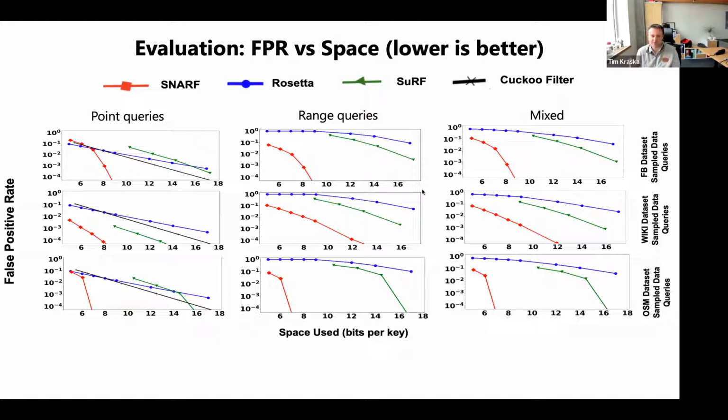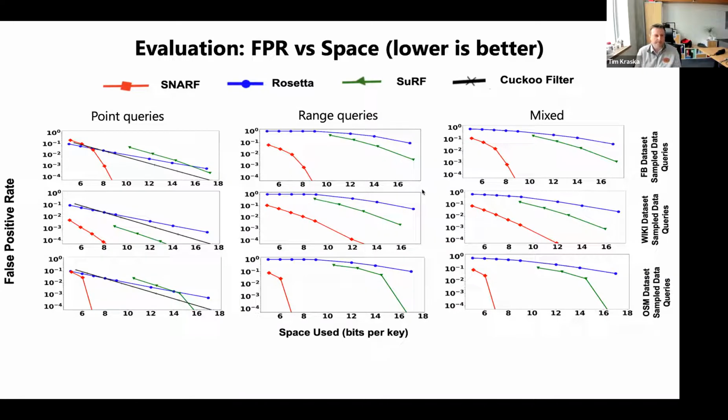With the range filters, you can do the same thing as the Bloom filters by having A and B, the range you're looking up, be the same key, right? So this makes it essentially a point lookup, then range lookup, and then a mixed workload on the right. On the x-axis is the space used, the bits per key. On the y-axis is the false positive rate. So where you want to be again is the bottom left corner. And what you see is that SNARF performs pretty well across the board regarding the space for false positive rate trade-off.